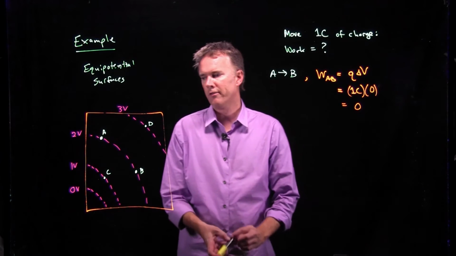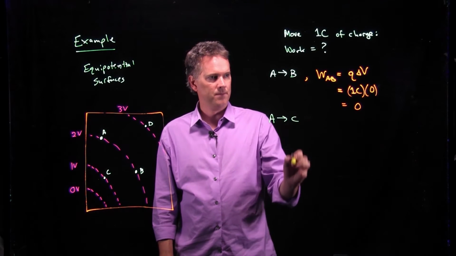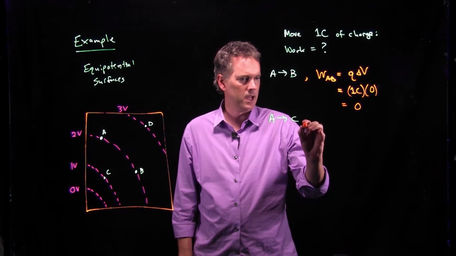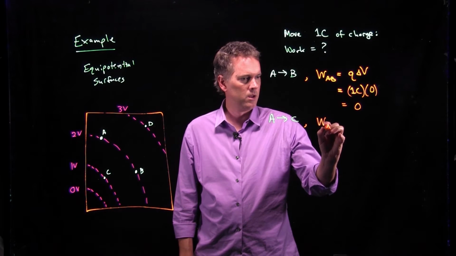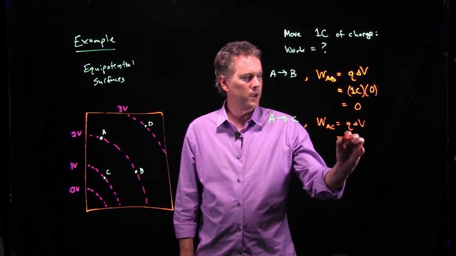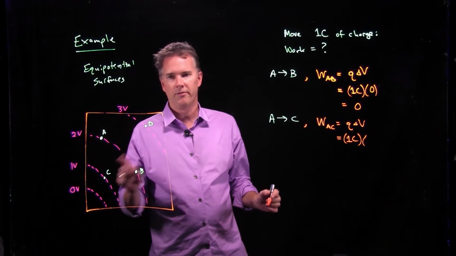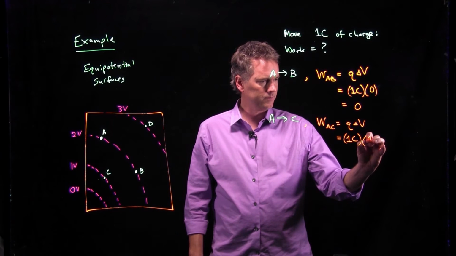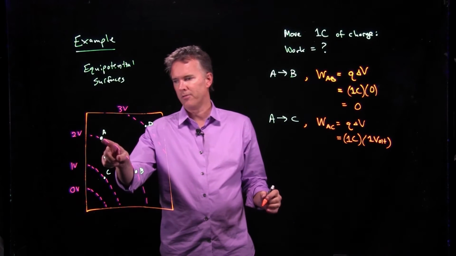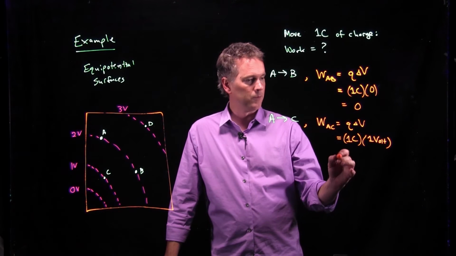What about going from A to C? All right, we can do that. Again, we know that the work is equal to Q delta V. We have 1 coulomb, and we're going to move a delta V of 1 volt. Okay, A was at 2 volts, C is at 1 volt, and so you've got 1 coulomb times 1 volt.